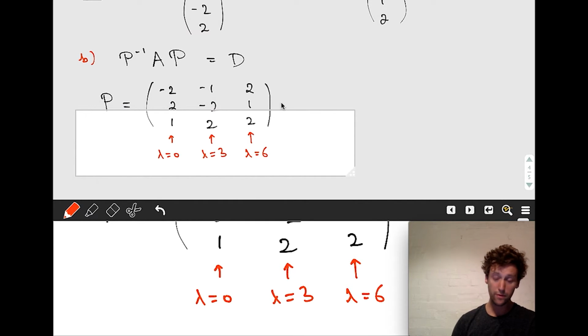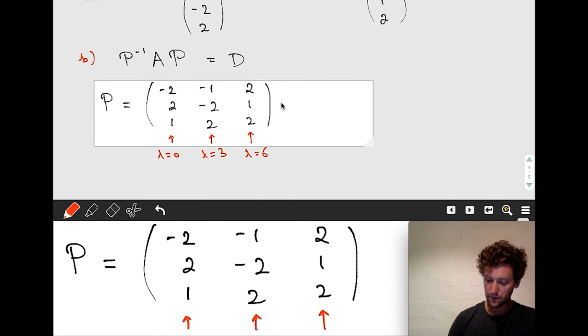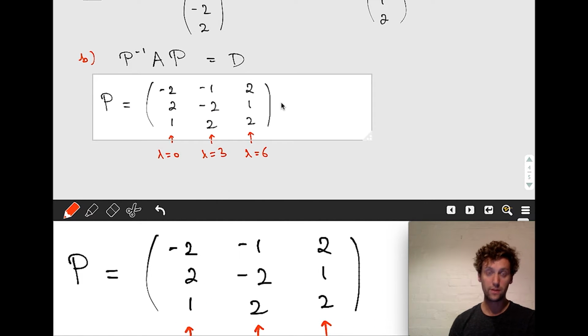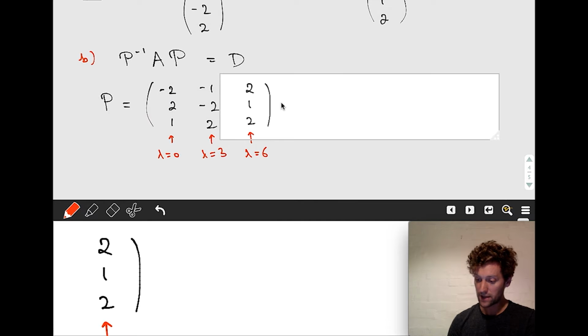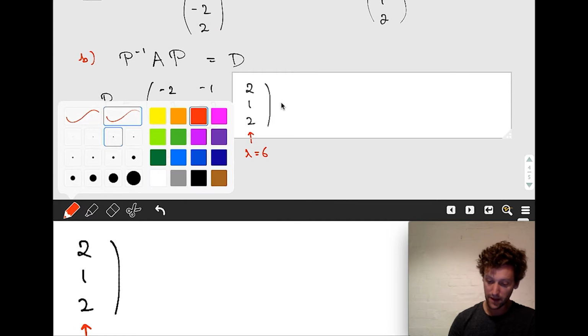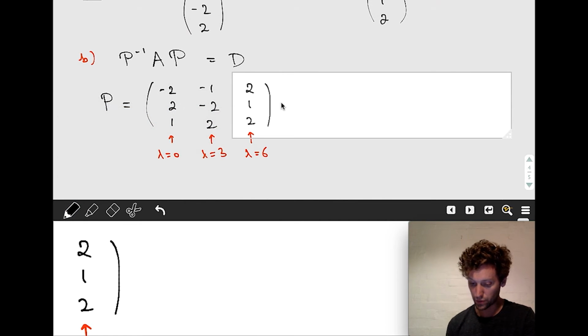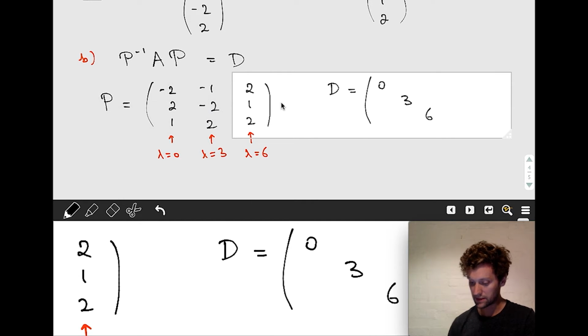The thing to remember is that if I pick my eigenvectors to be in this order, then my diagonal matrix of eigenvalues has to match that order. So D will have to be 0, 3, 6. A diagonal matrix of eigenvalues 0, 3, 6. So that's our matrix D.